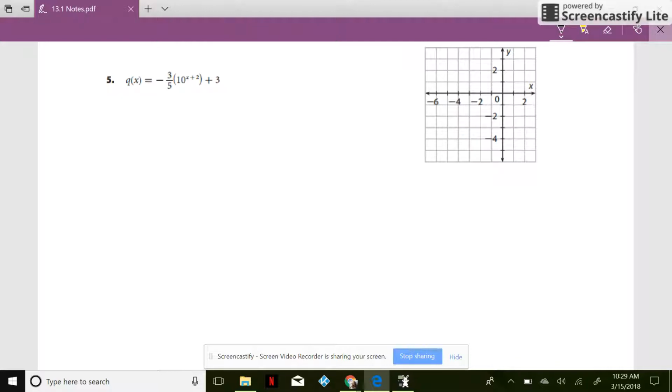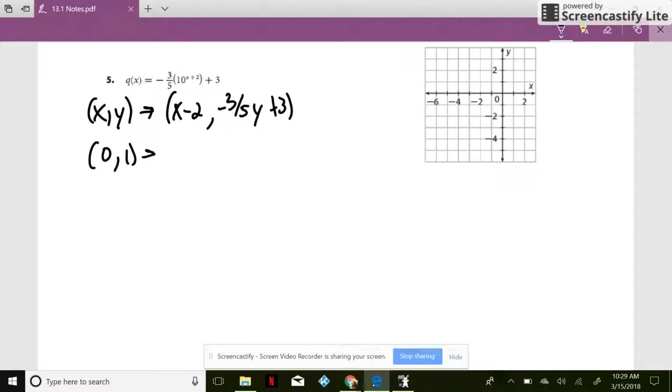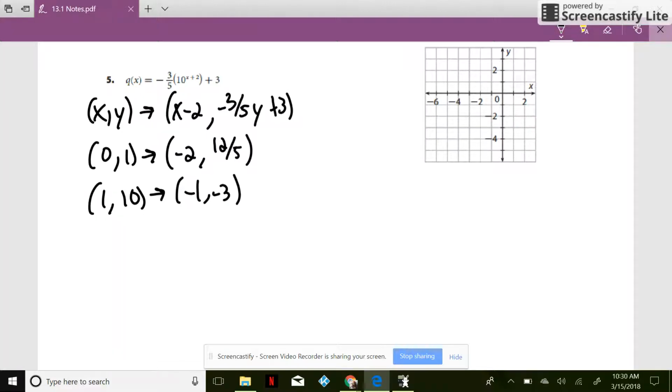So number 5, we're looking at how our coordinates are changing. So our x values will need to subtract 2. Our y values will be multiplying by -3/5 and then adding 3. So the coordinate (0, 1) is going to become (-2, 12/5). We'll also have a coordinate at (1, 10) because the base of our exponent is 10. And it's going to change to (-1, -3).